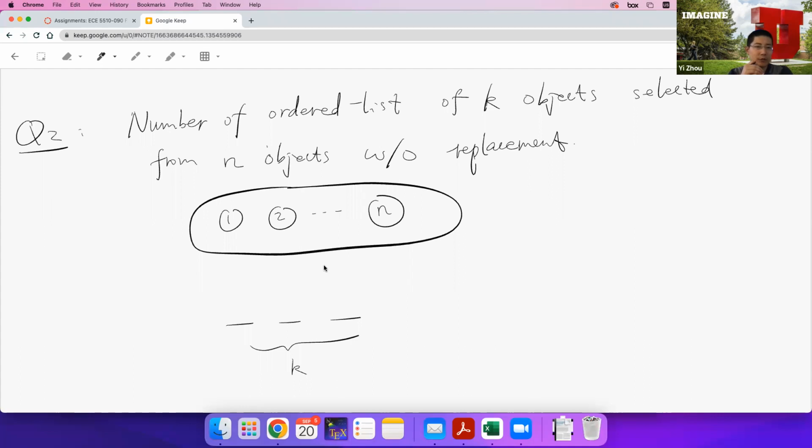So the challenge for this problem is that, first of all, you don't know which k balls you select in the first time, right? Okay, so in the first stage, you want to select k different balls out of n different balls. So you have to figure out how many ways you have to select those k different balls. And then in the second stage, you are going to order the selected k balls into an ordered list.